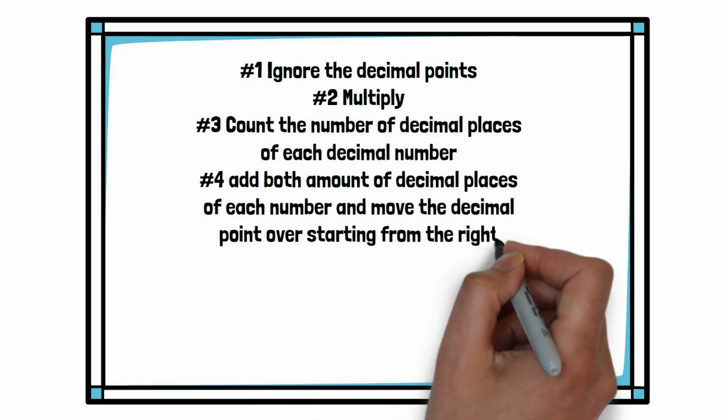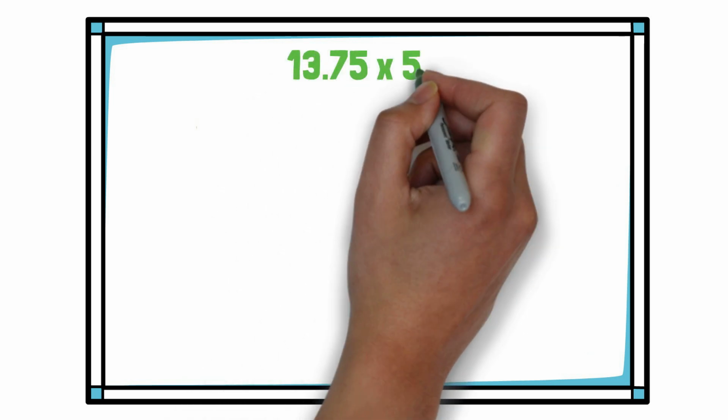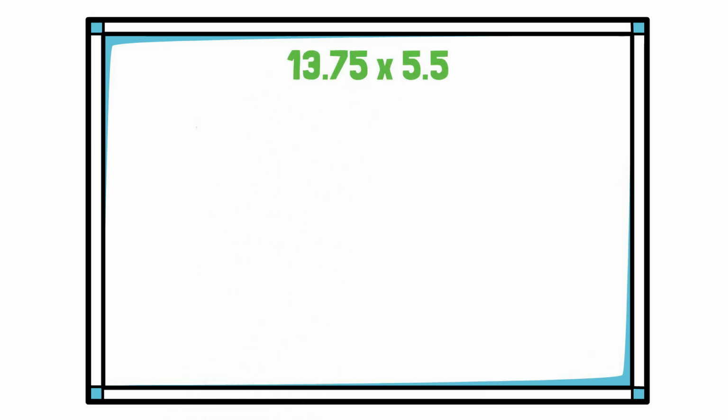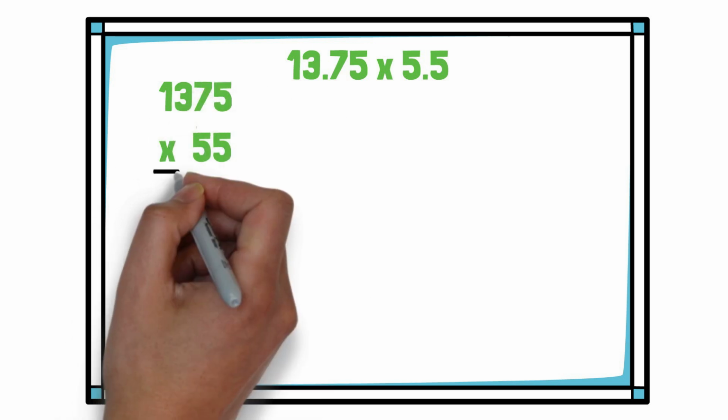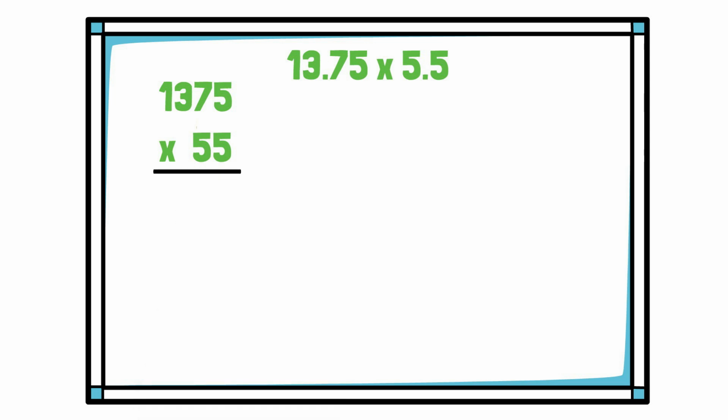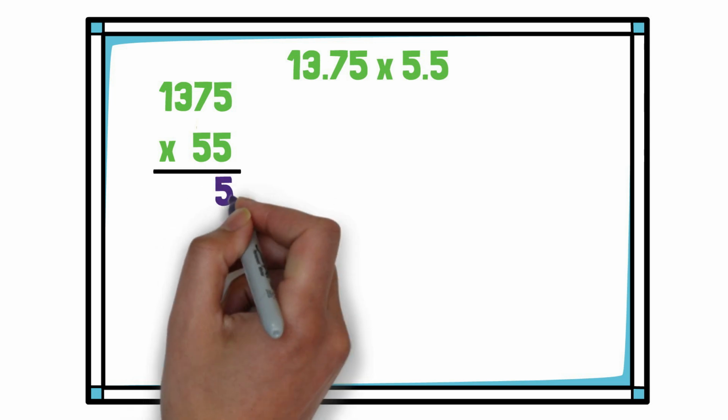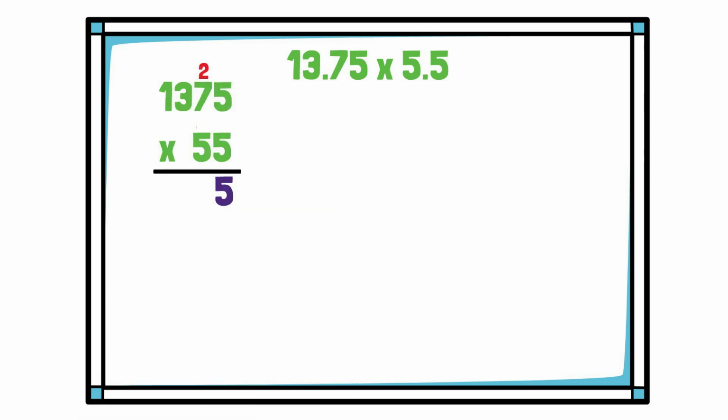Let's take the example 13.75 times 5.5. So first let's rewrite or remove the decimal points. So our number should look like this, 1,375 times 55. Then we're going to multiply like normal. Our answer is 75,625.